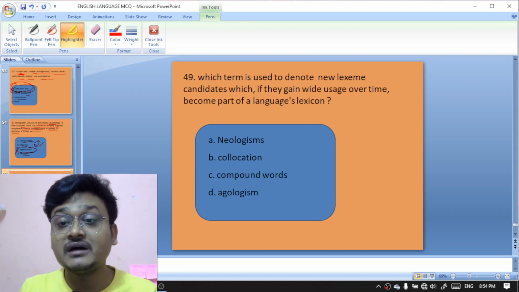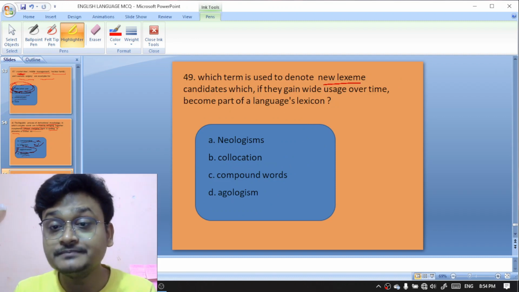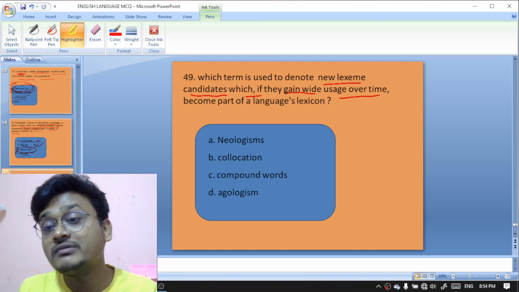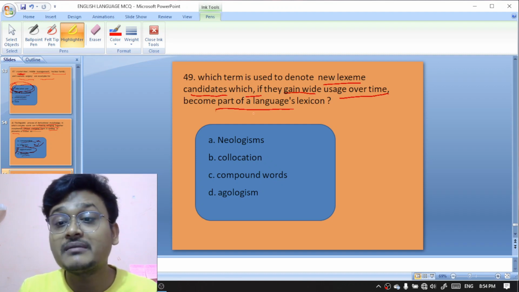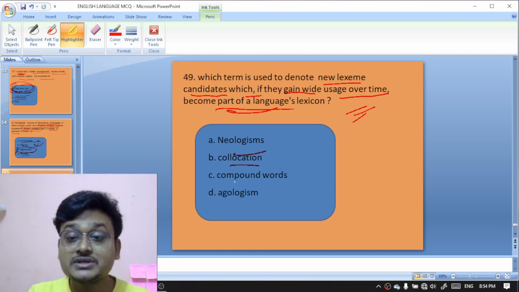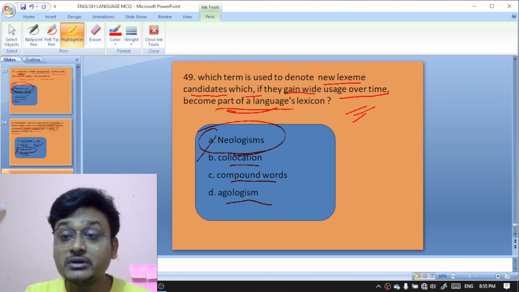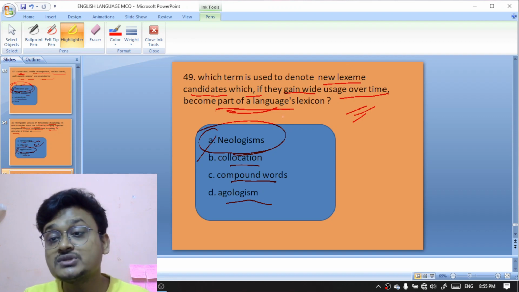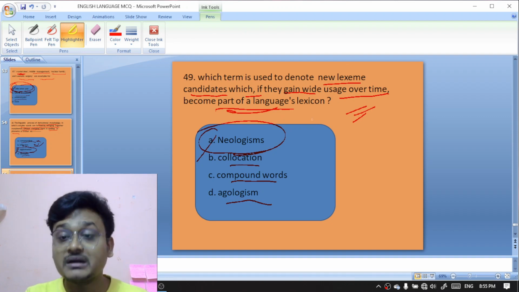Next question. Which term is used to denote new lexeme candidates which, if they gain wide usage over time, become part of a language's lexicon? Neologisms, collocations, compound words, agglutination. So here it is neologisms. Neologism is a term used to denote new lexeme candidates which, if they gain wide usage over time, become part of a language's lexicon. So A is the right option here.